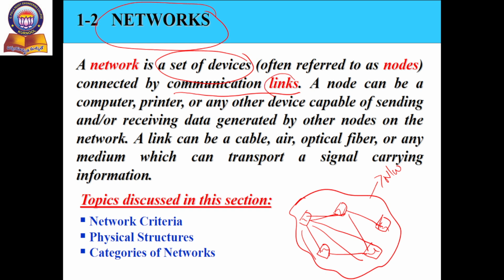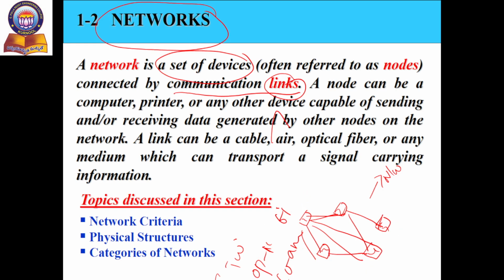All these links come under the transmission media, like we already discussed: twisted pair, optical fiber, and coaxial cables also. All these 3 different types of cables come under the links here. So this is a basic definition of a network: a set of devices where all the devices are connected by communication links.